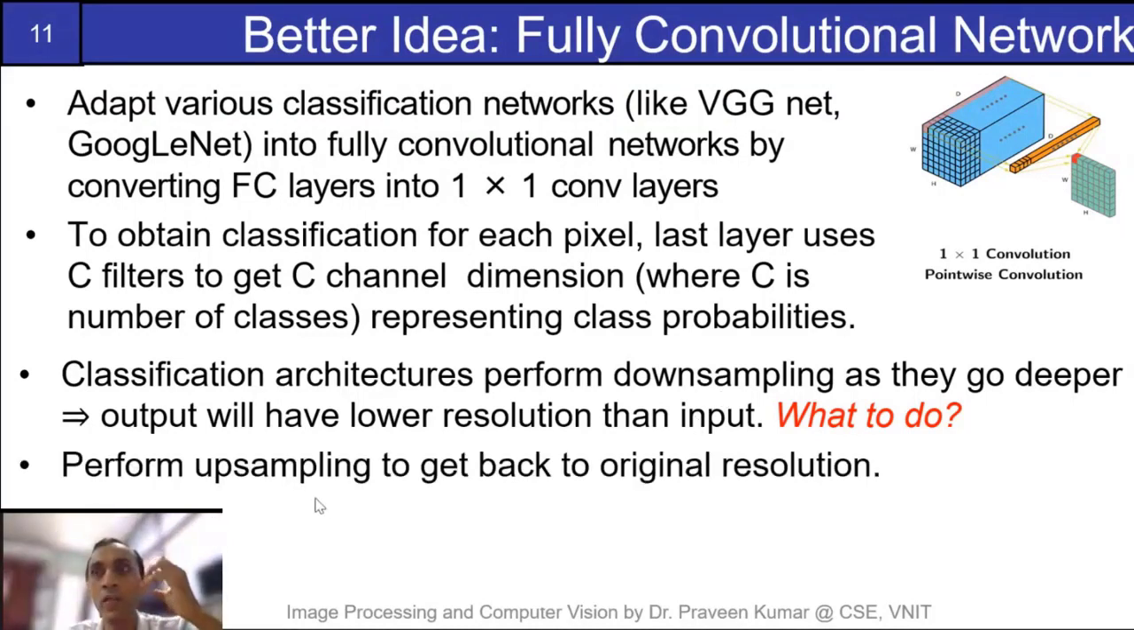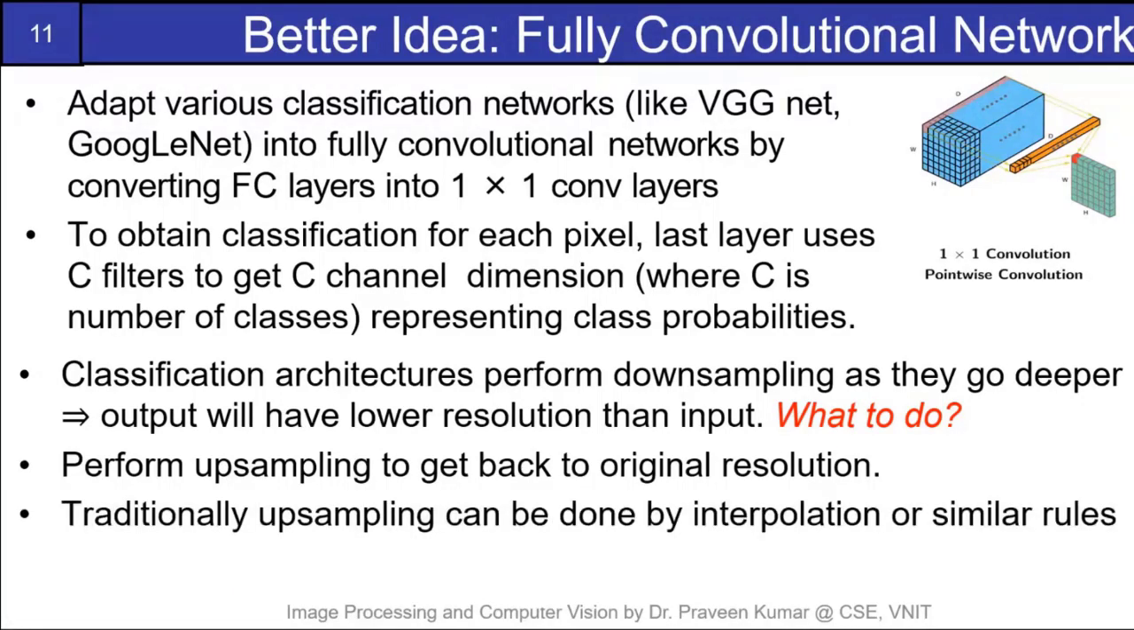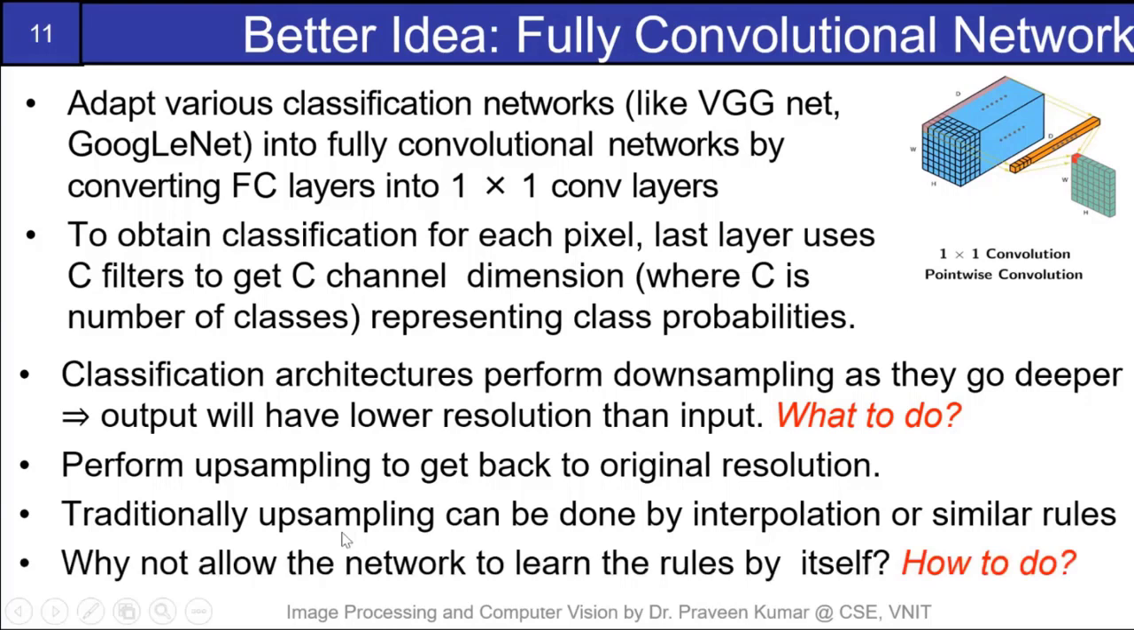We'll have to perform some kind of upsampling in order to get back to the original resolution. And we can do upsampling by using some traditional techniques like we have seen, interpolation, bilinear interpolation, or some similar rules. But generally, it depends. The accuracy will depend on how much upsampling we have to do. If we are upsampling by more than 2 or 3 or 4 times, a simple interpolation and all those things will not work basically. So we'll have to do something more.